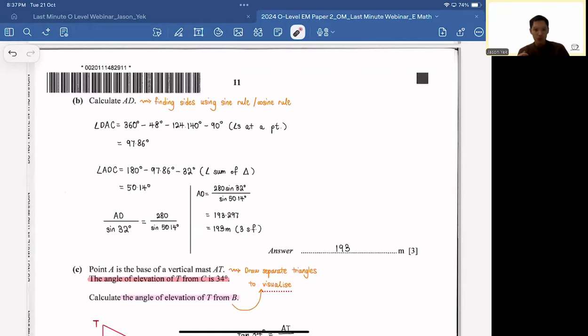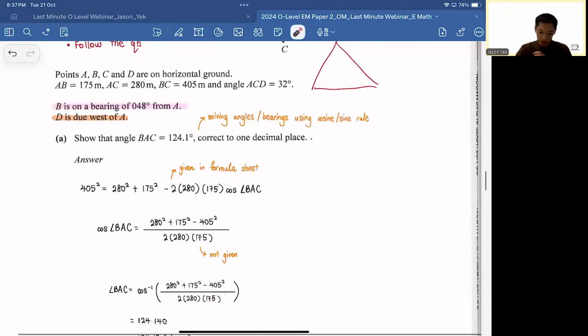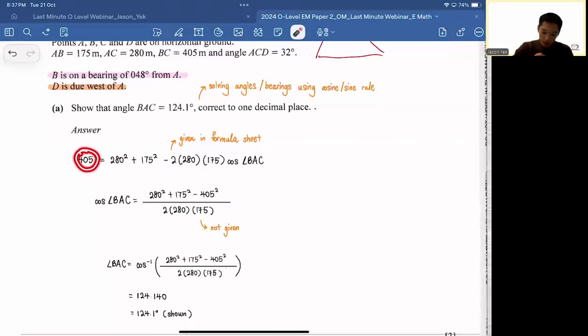Then for the cosine rule, in this case, if you work with the formula that is known, these two are opposite each other. These two are the ones that form this angle. So that's the trend to know the particular formulas to use.